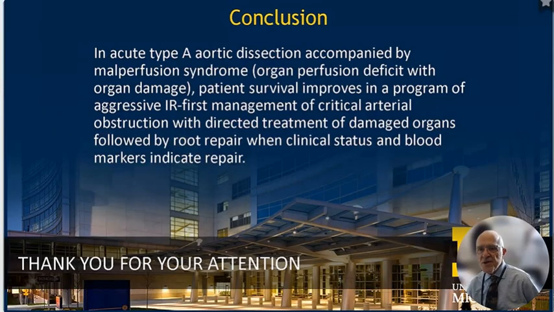In conclusion, with acute type A aortic dissection accompanied by malperfusion syndrome, patient survival improves in a program of aggressive IR first management of critical arterial obstruction with directed surgical treatment of damaged organs, followed by root repair when clinical status and blood markers indicate repair.